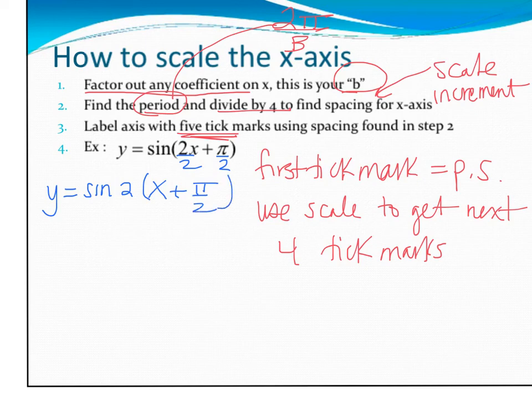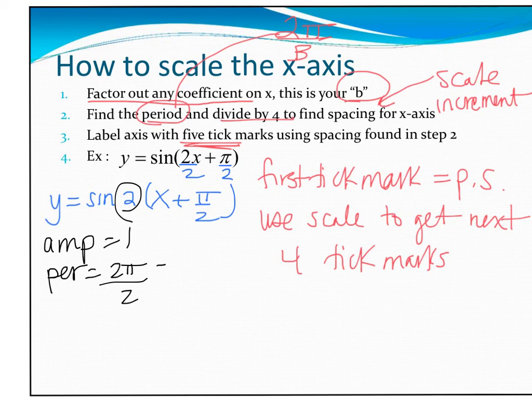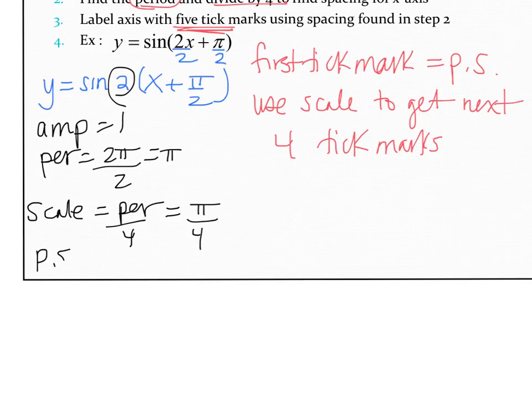Once I have that done, I can do my pre-planning. My pre-planning is figuring out my amplitude, period, scale, and phase shift. For this graph, my amplitude is going to equal 1 because there is no multiplier in front of sine. The period is going to equal 2 pi divided by b, which is 2, so that gives me pi. My scale, which is the period divided by 4, will be pi divided by 4, or pi fourths. My phase shift, which is found by looking at the number inside the parentheses, will be left pi halves.